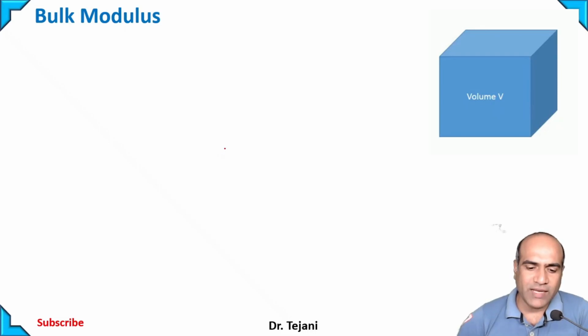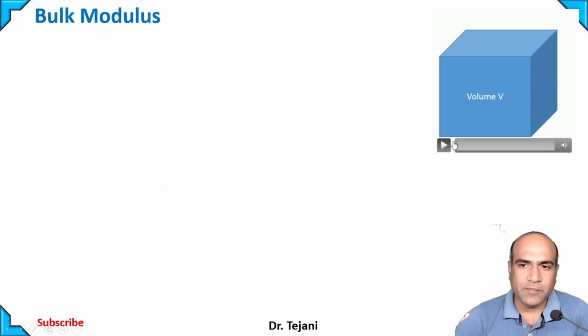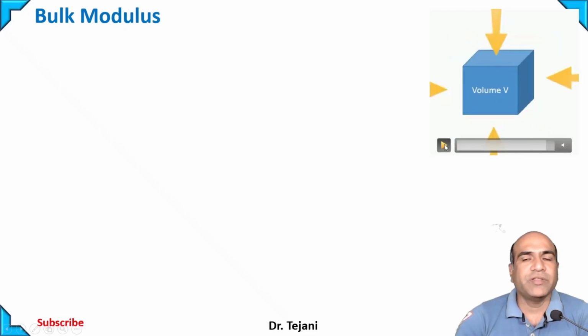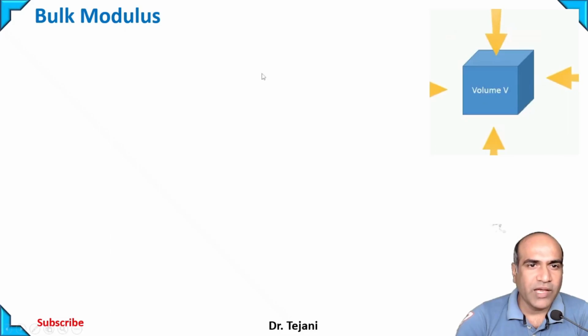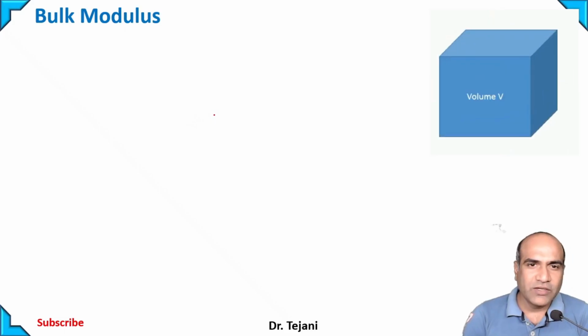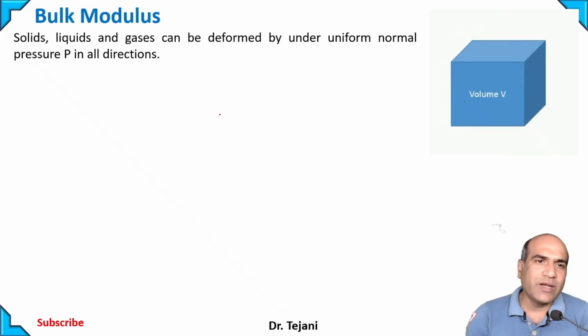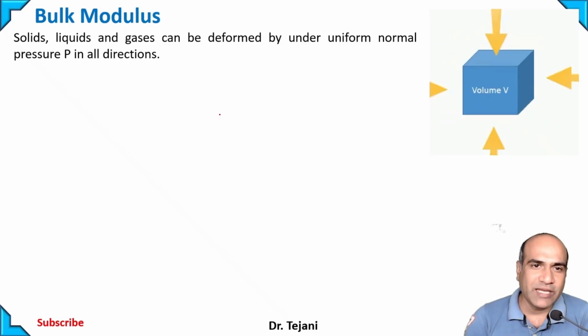Now see, let us have one example of what bulk modulus is and how it works. You can see there is a volume V shown here, and suppose it is subjected to compression from each side, from all the sides. So what happens? See, in a compressible material, there is a reduction in the volume. It is noticed, and the bulk modulus is a property connected with this. When we consider it, it is applicable to solids, liquids, and gases. In all the cases, it is applicable.